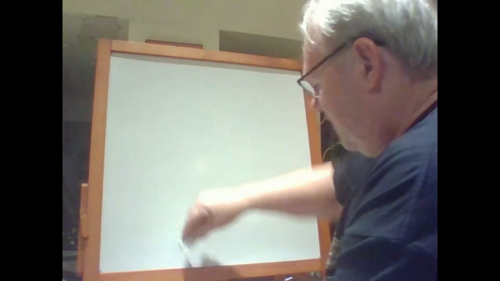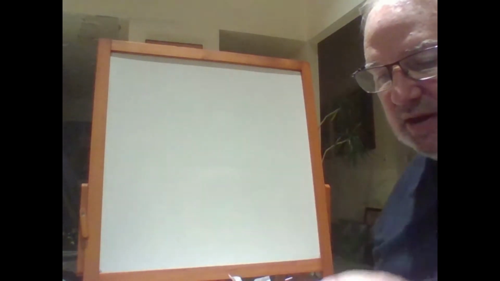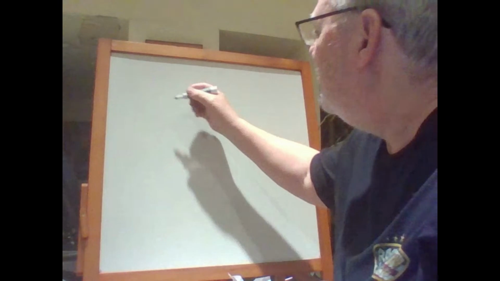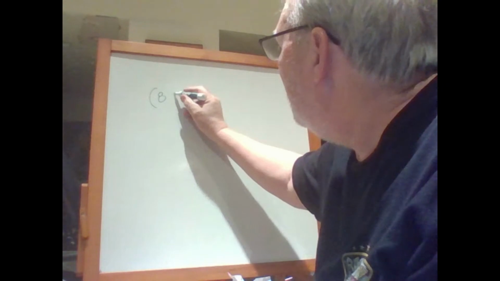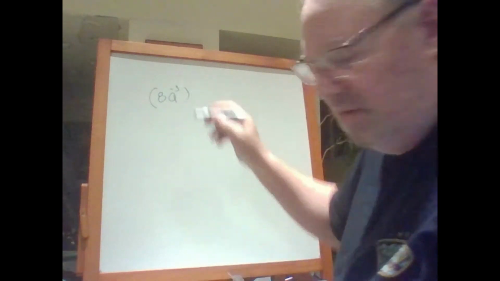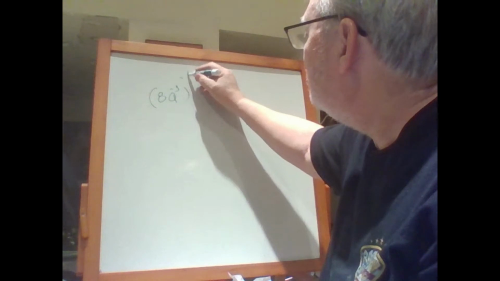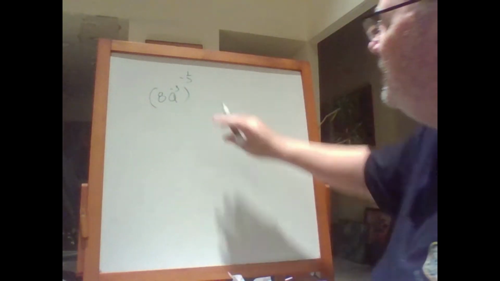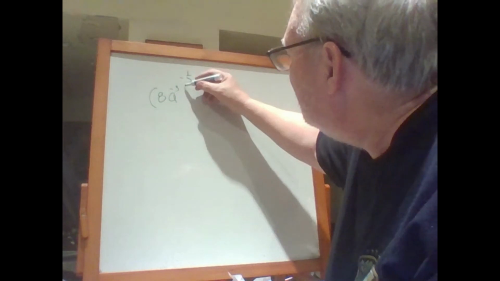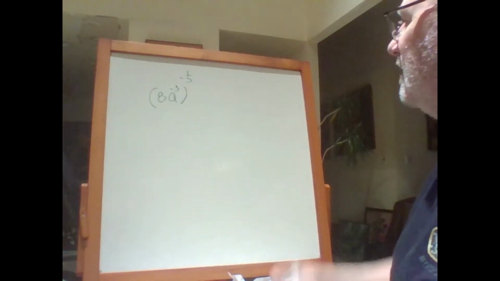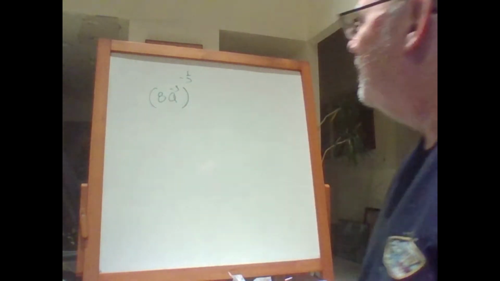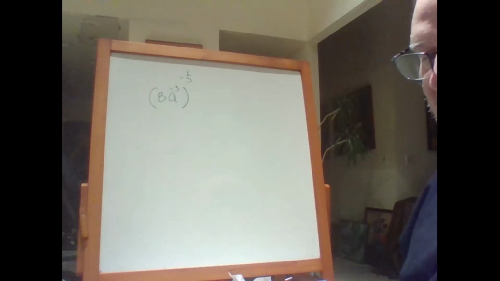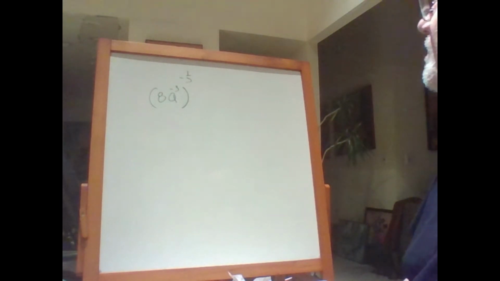Now, let's take a look at another problem. They've given us 8a to the minus 3, all to the minus 1/3. That's not a very good bracket. Still not a very good bracket. There we go. Now, we want to reduce this into simplest terms.